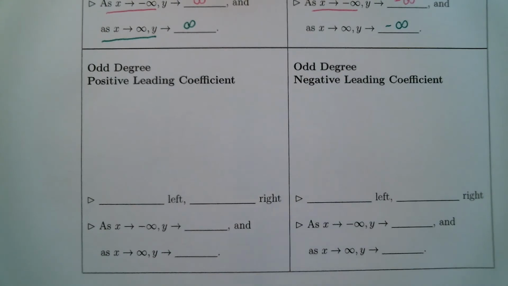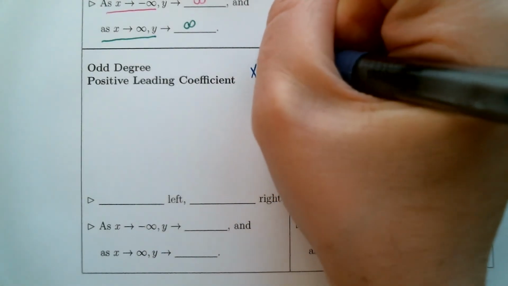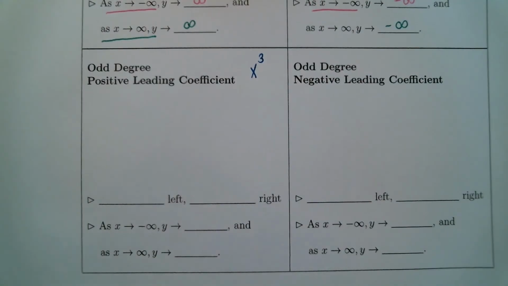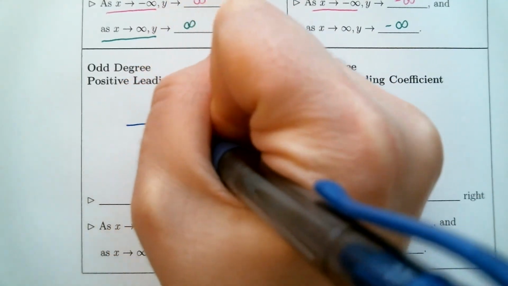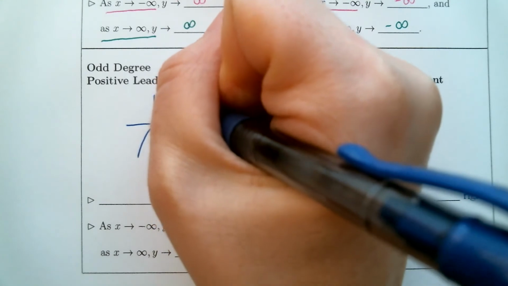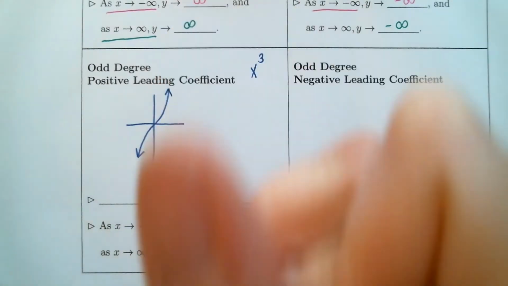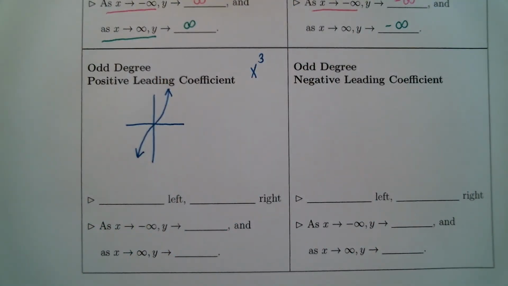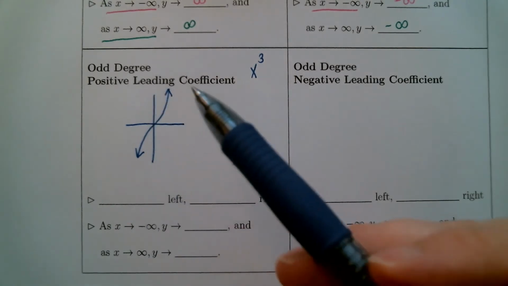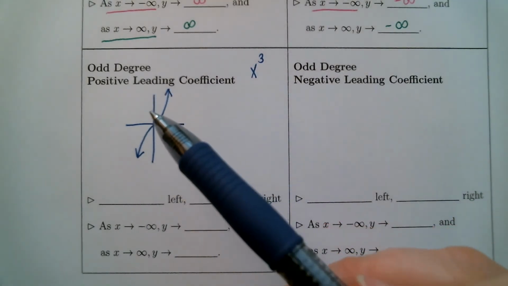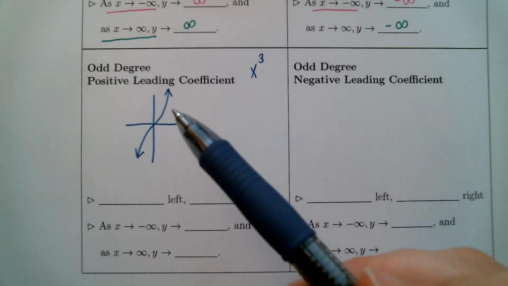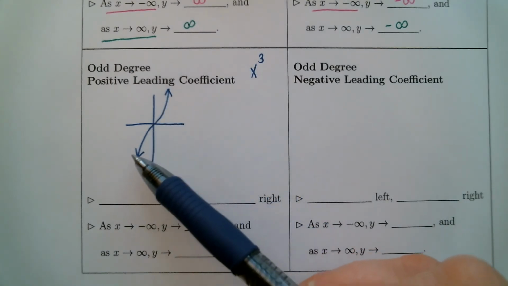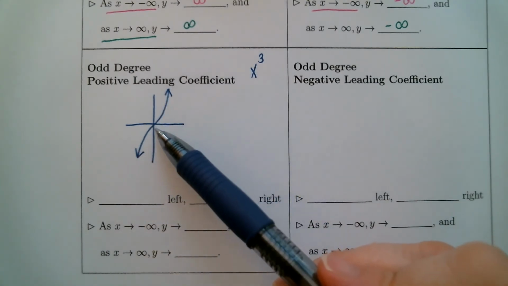Again, you want to think basic. What's the simplest thing in this class that you've seen that has an odd degree and a positive leading coefficient? Hopefully x cubed comes to mind. So let's sketch a graph of x cubed. x cubed was that long S shape that looked like this. One of the parent functions. Again, any odd degree polynomial with a positive leading coefficient is going to exhibit this type of behavior. So we need to write it down.